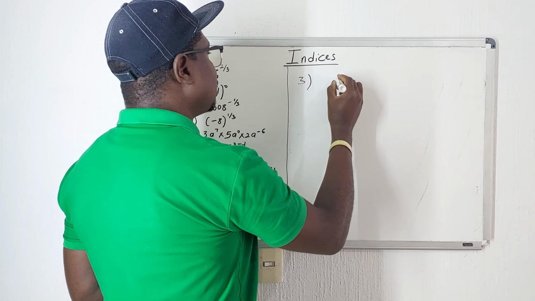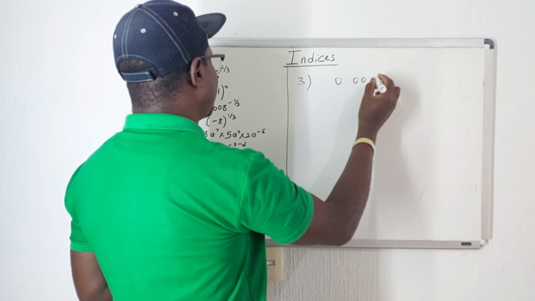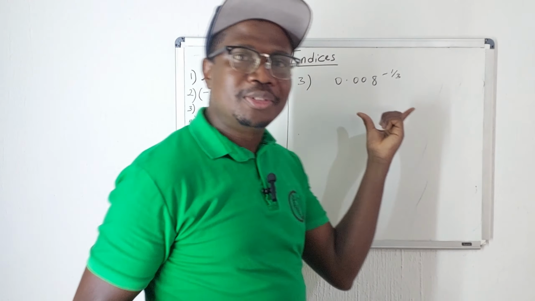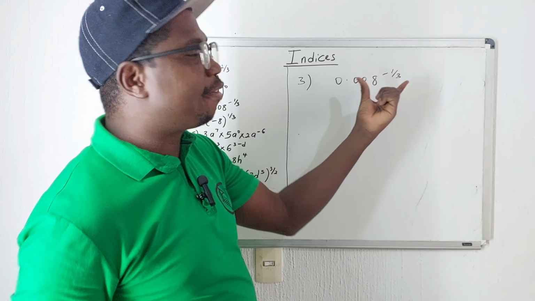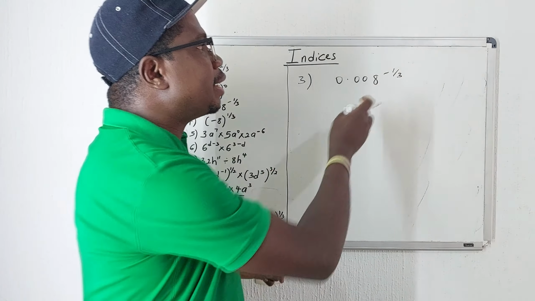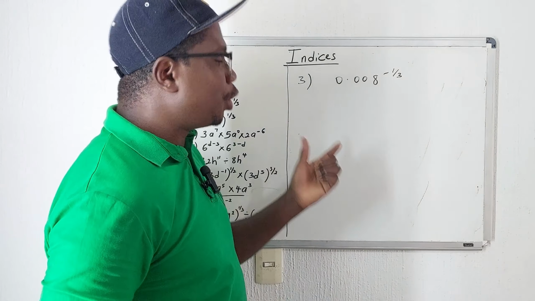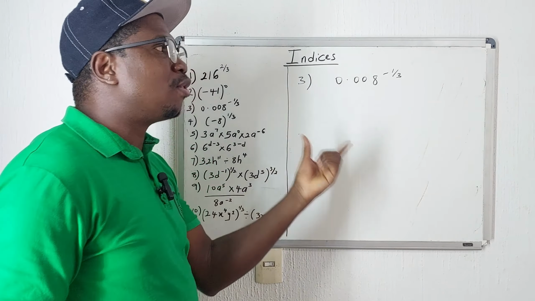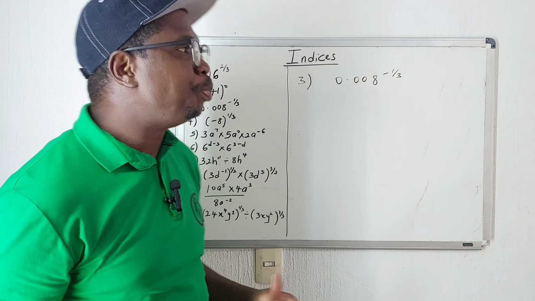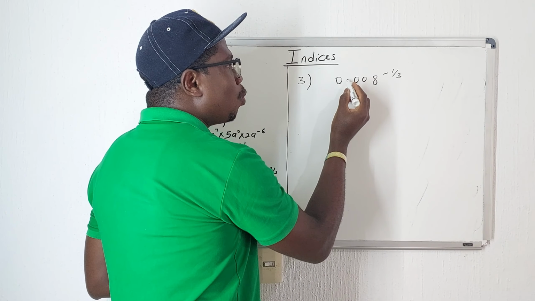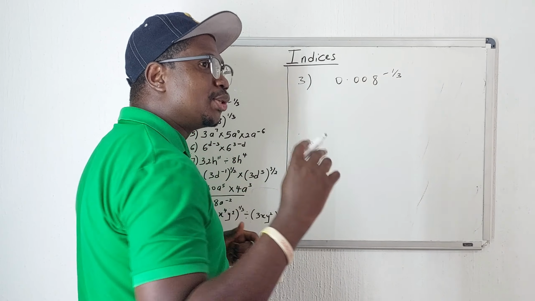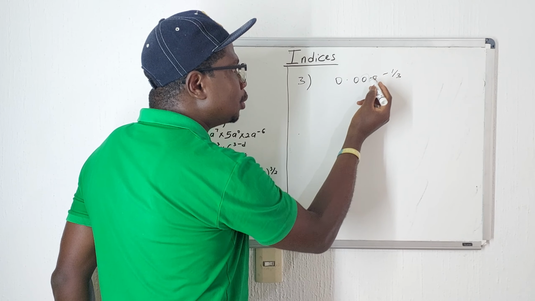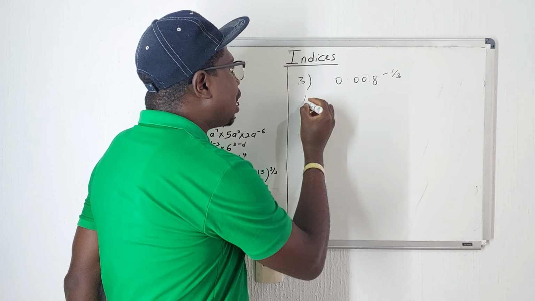The third one is 0.008 raised to power minus 1 over 3. How do we solve this kind of thing? Remember, this is a fractional index because the index is in fraction form. But first of all, we have this as a decimal number. We have to convert it to a fraction. You can see after the point, we begin to count the decimal places: 1, 2, 3. And 1 is equal to what?